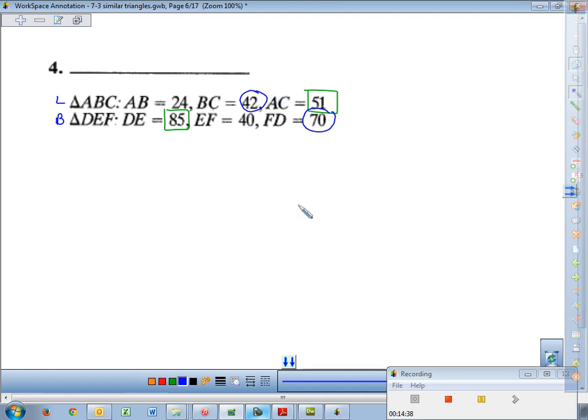So 70 over 42, do you get 1.6 repeating again? And finally, 40 over 24, do you get 1.6 repeating? Yep, so they are similar by side, side, side, similarity theorem. To write the similarity statement, it is probably easiest to sketch a picture.